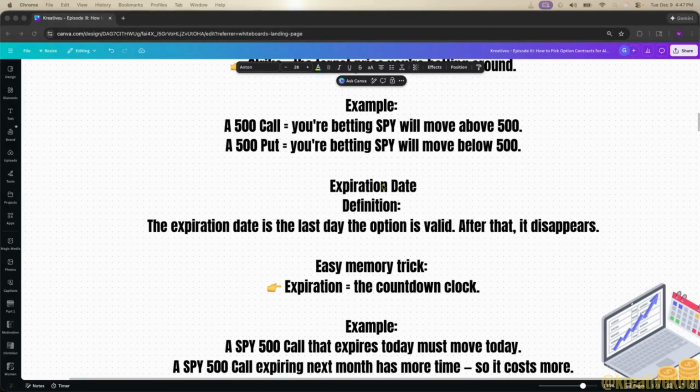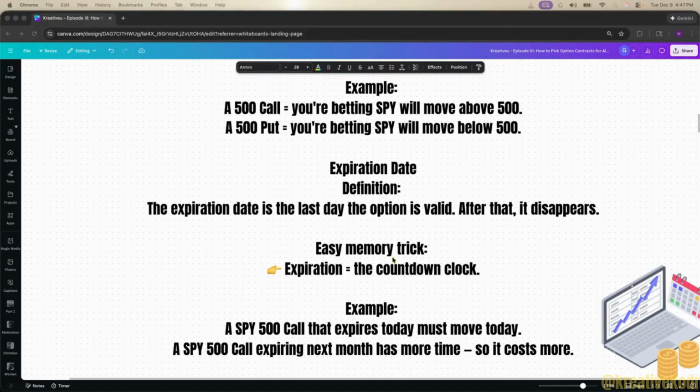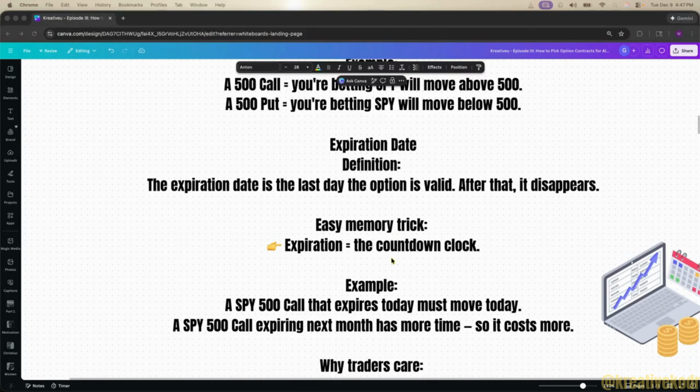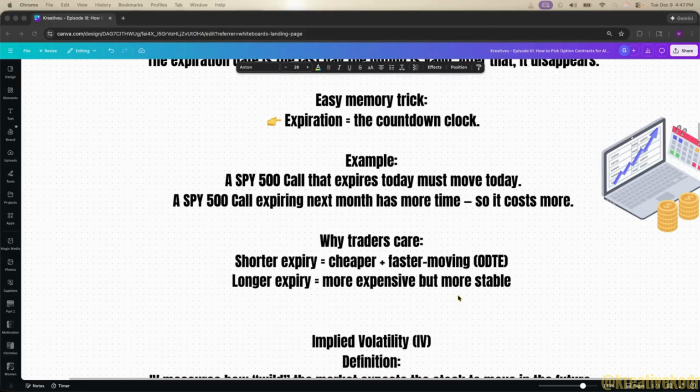Our expiration date, that specific date, this is the last date the option will be valid. After that, it disappears, poof, into thin air, right? Easy memory trick: the expiration date is the countdown clock. So an example, a SPY 500 call that expires today must move today, right? This is a 0 DTE contract. These contracts expire the same day. A SPY call expiring next month has more time, so it costs more, right? You're paying more theta for it, right?